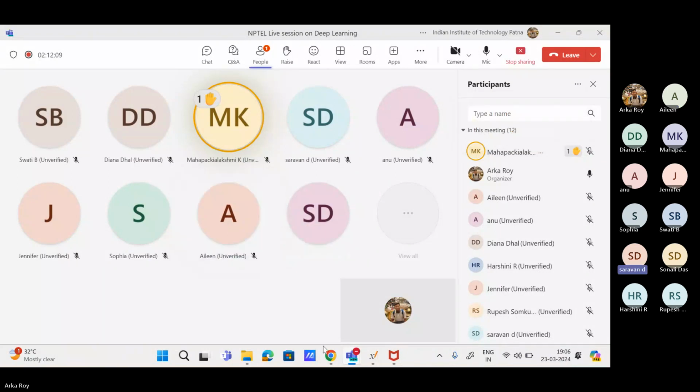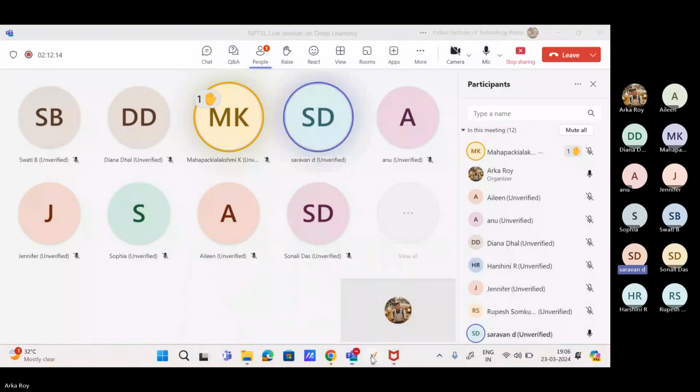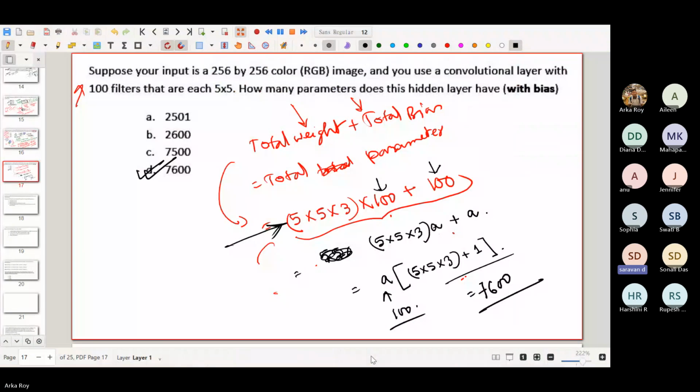Okay. Sir, one more question. We consider the bias for the filter, but there is also a bias in the model, right? So we have to consider... Oh no, that bias is something else.